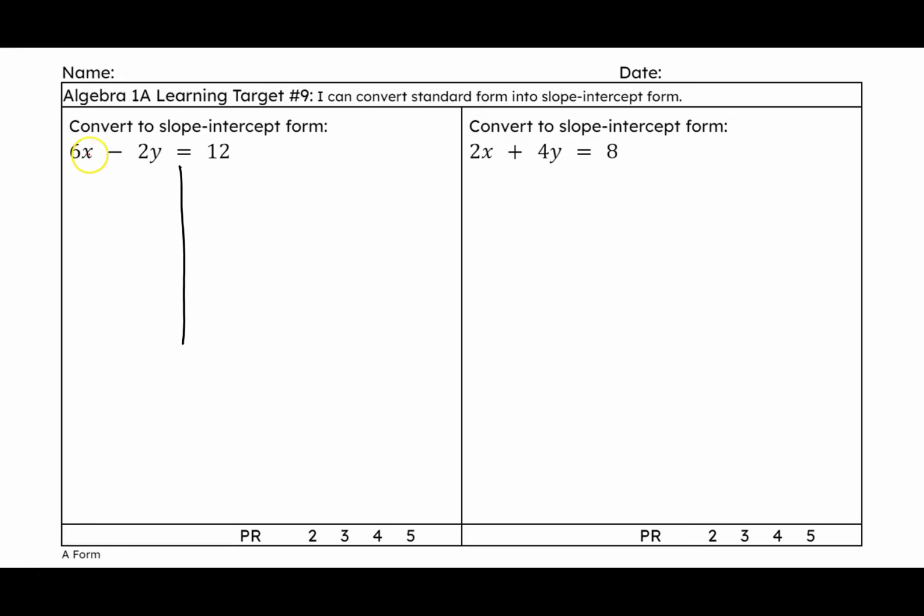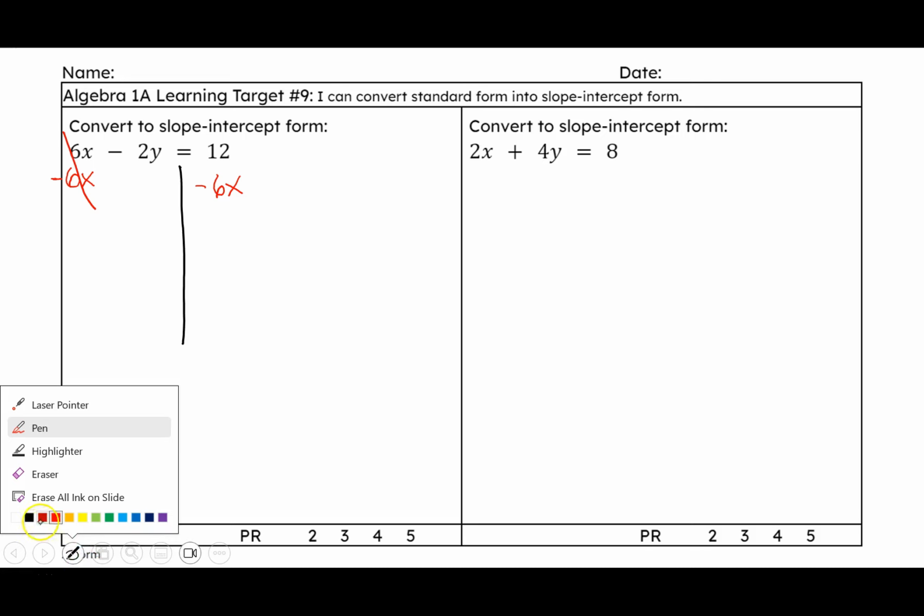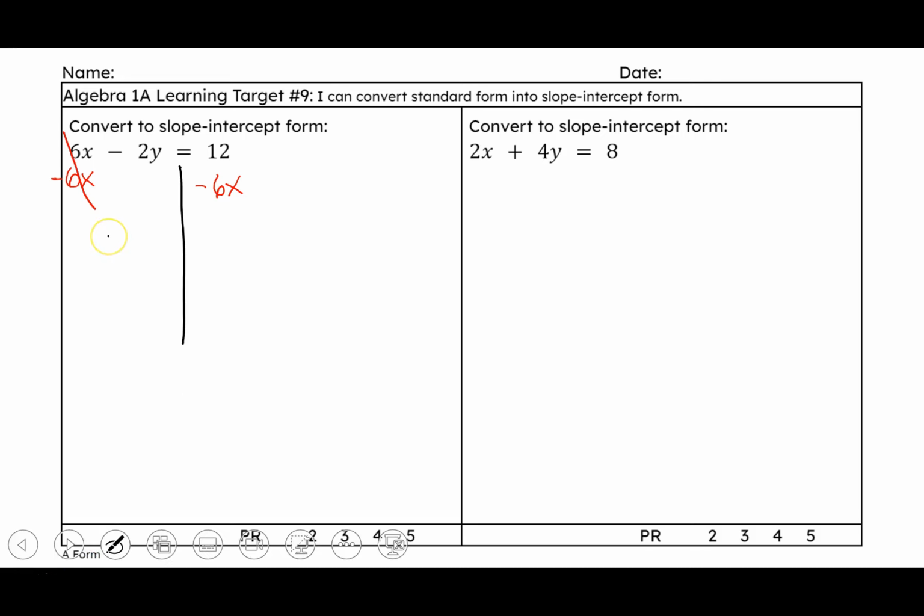So I have 6x's. I'm going to take them away from this side. And I drew this line so that I'm fair to each side. If I subtract 6x over here, I better subtract 6x over here as well. 6x take away 6x is no x's. They're all gone. So on the left, all that remains now is my negative 2y.